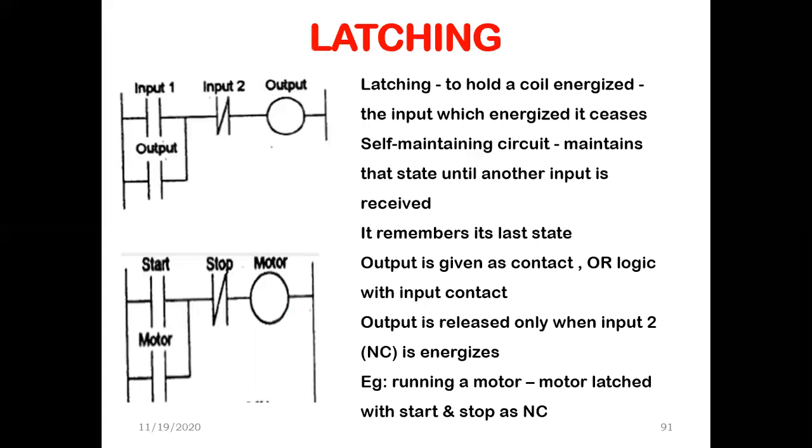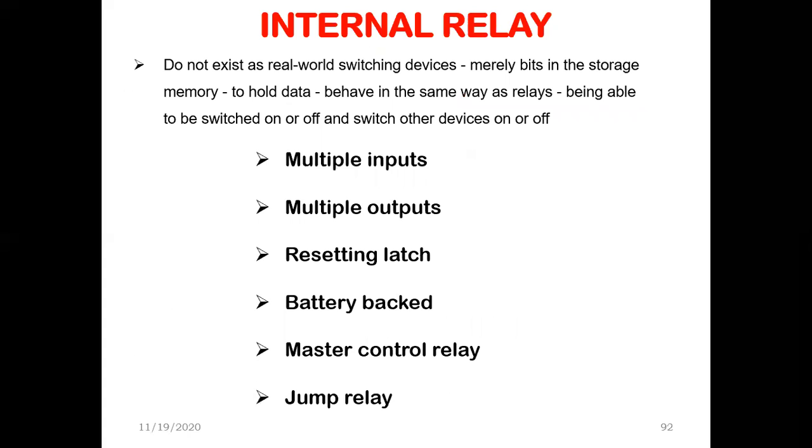Then latching. Latching is used to hold a coil energized after the input which caused it; these are self-maintaining circuits, maintaining the state until another input is received. It remembers its last state. Output is given by a contact in logic with the input contact, and the output is released only when the NC contact is energized. Example: running a motor latched with the start and stop, where the stop is normally closed.